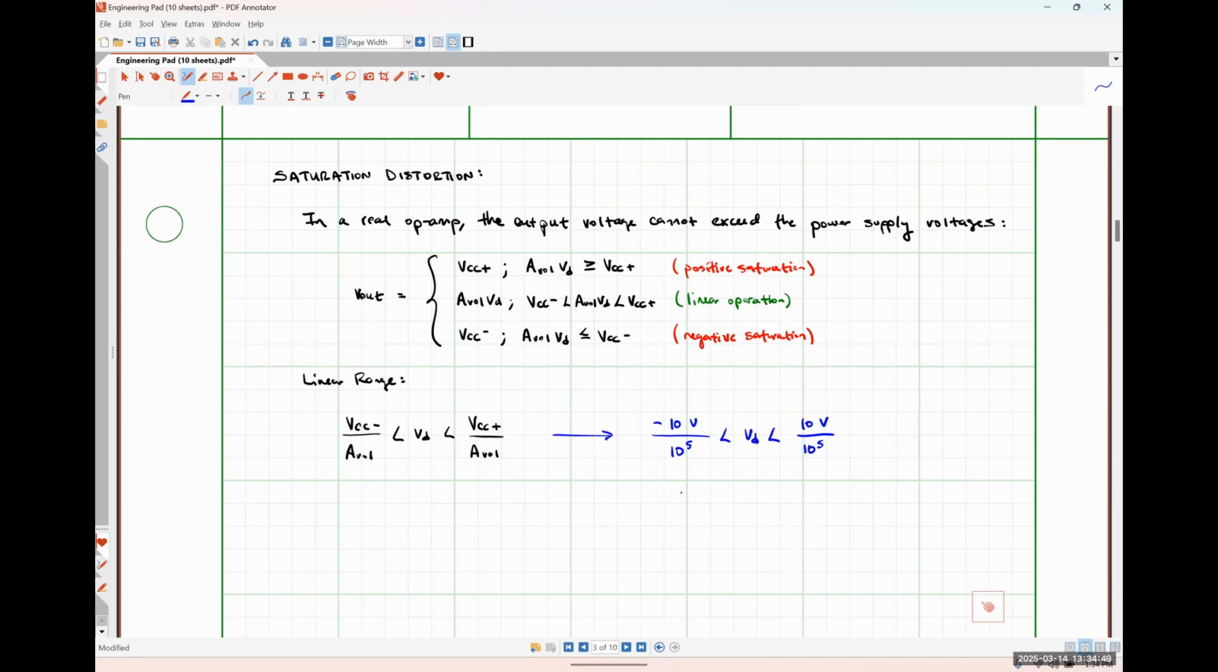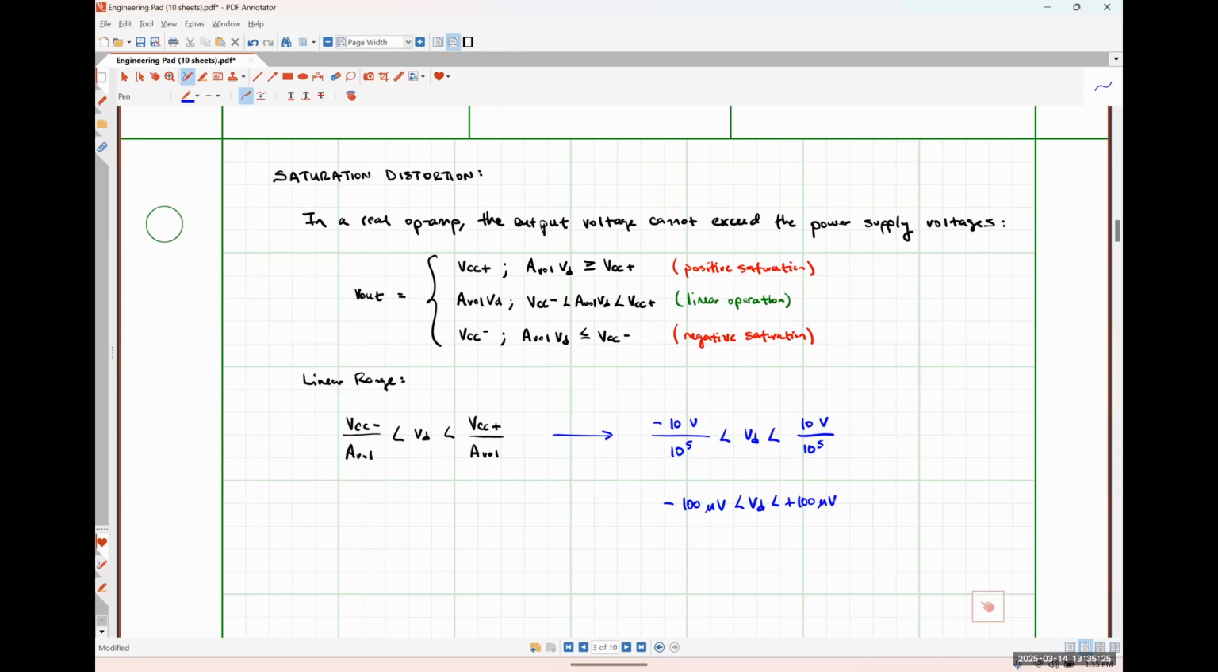So our linear range for this particular amplifier in an open loop configuration, that's rather important, is going to be negative 100 microvolts is less than VD is less than positive 100 microvolts. So our linear range here is incredibly small, okay? So this is a large part of the reason why the op-amp circuits that we were dealing with back in Engineering 221 all had negative feedback.